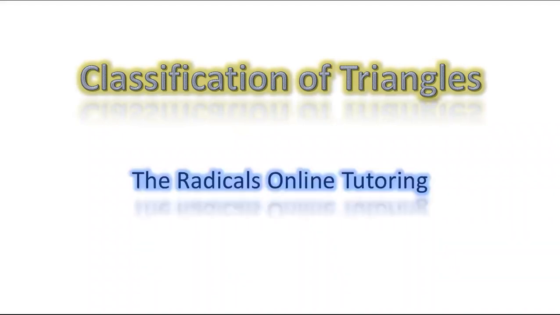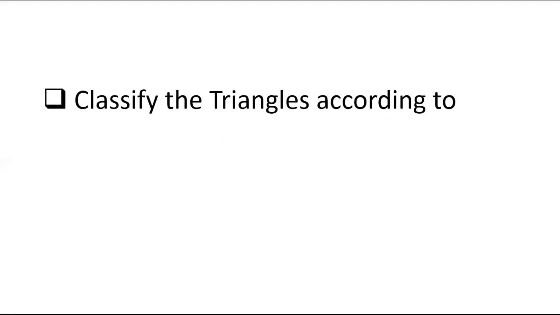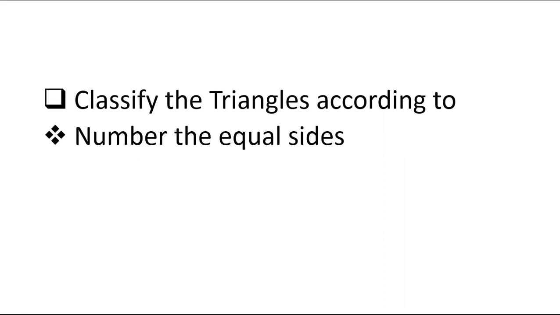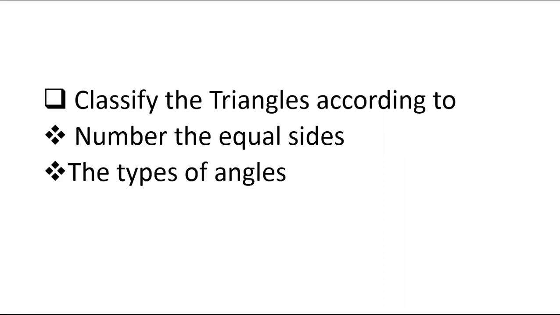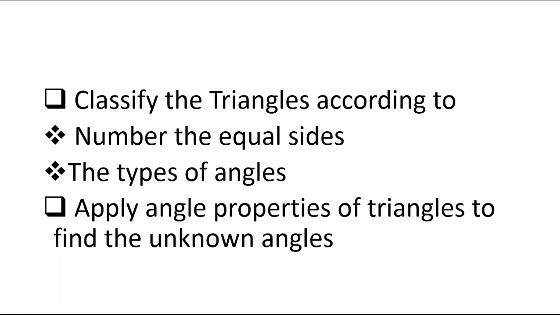This video is about classification of triangles by the Radicals online tutoring. In this video lesson, we will talk about how to classify the triangles according to the number of equal sides and the types of triangles. Also, we will talk about how to apply the angle properties of triangles to find the unknown angles. So let's start the video tutorial.